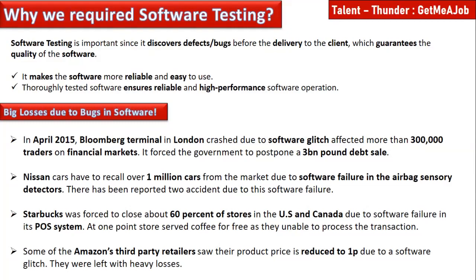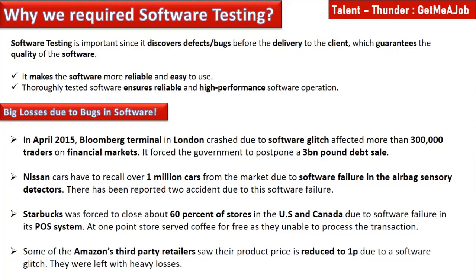You got my point. They found only two accidents which showed the software failure in their airbag, and they recalled all the cars. They said no, we will test all the cars because human life is involved, so we cannot take any risk. They recalled all the cars to their manufacturer and started repairing them. They started fixing the bug.